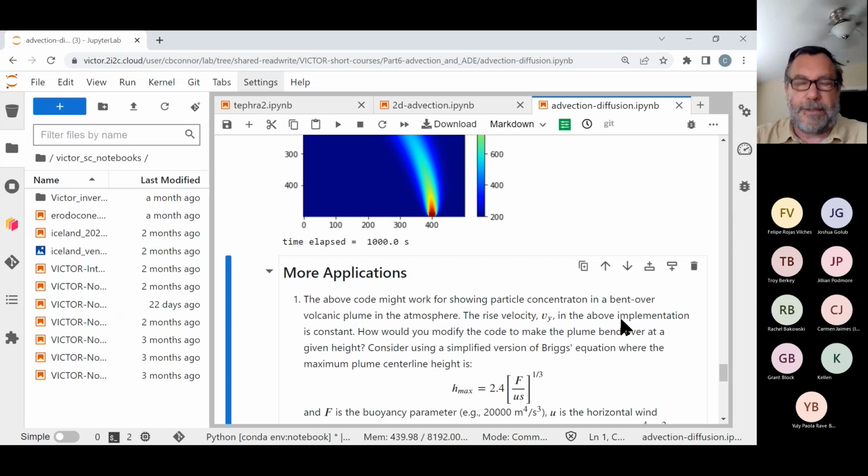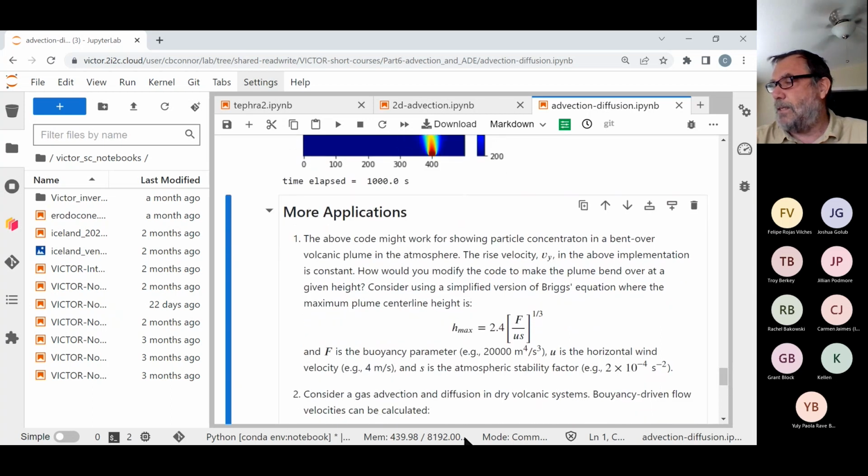But he also implemented it in a gas diffusion problem. They got really concerned about methane in the ground and where methane was going from pollution sources and stuff like that. So anyway, he simplified this problem by saying there's something called a buoyancy parameter, and then a horizontal wind speed, and then an atmospheric stability factor. So I did this for the tephra problem, obviously.